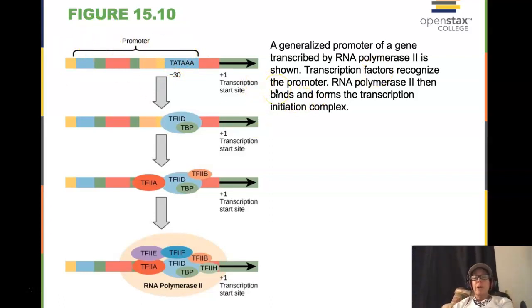We don't just bind the RNA polymerase directly. There are transcription factors, that's the TF. So this is transcription factor 2, that's a Roman numeral 2, D. And then there's a transcription binding protein that triggers other transcription factors to bind, and then we finally get the RNA polymerase. All of that has to come together to initiate the RNA polymerase to be able to actually get to that +1 site.